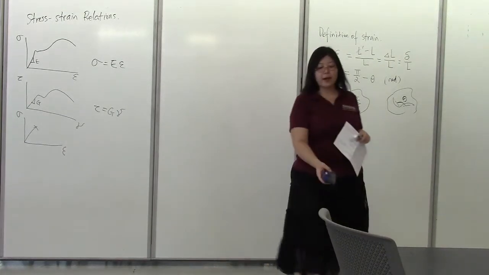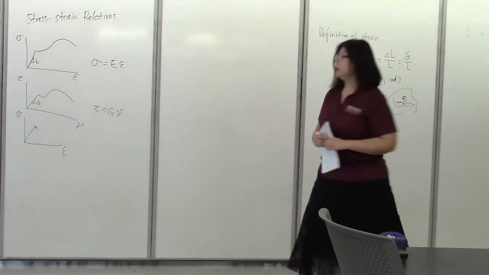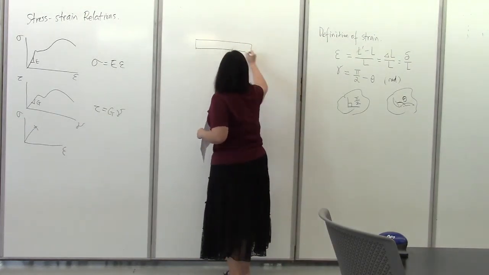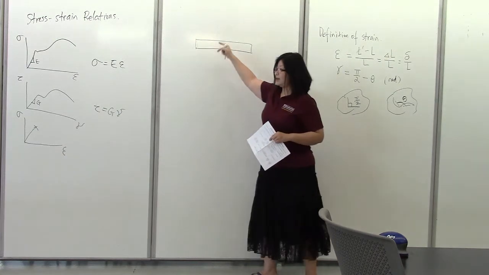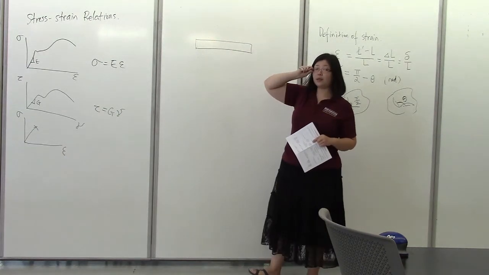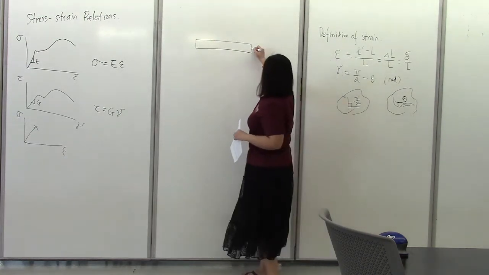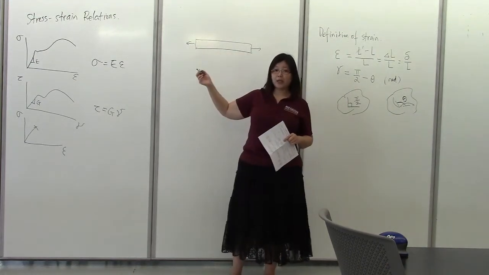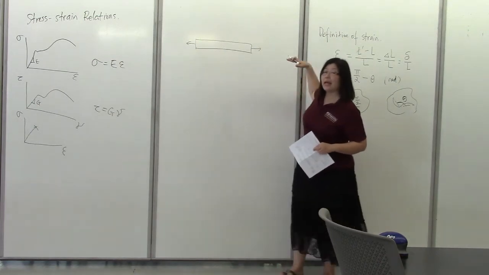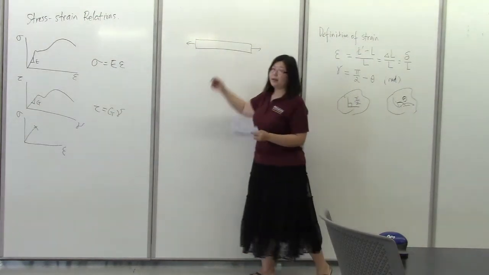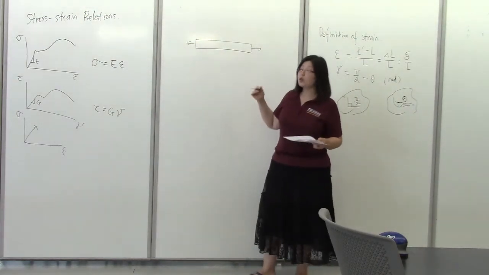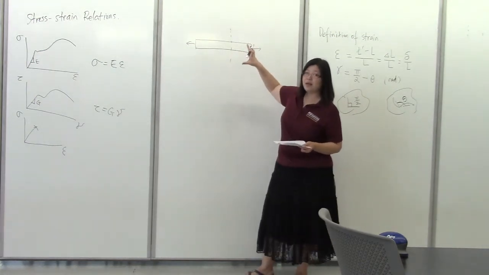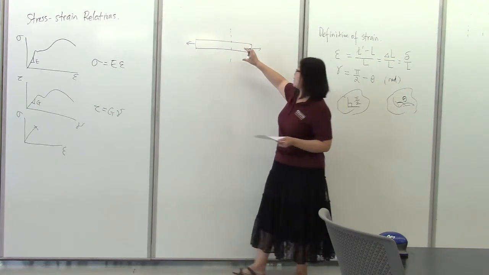So the Poisson's effect refers to when you have a bar, for example, which has a longitudinal direction, in this case the horizontal direction, and if it is being pulled, we know that there will be elongation along the longitudinal axis. And when the bar is elongated, there will be contraction in this vertical direction. So its cross-sectional dimensions will decrease.